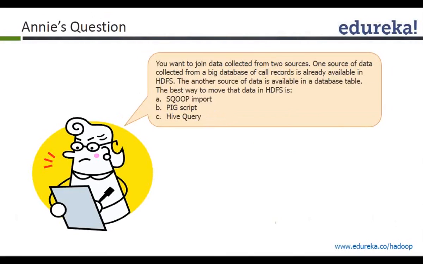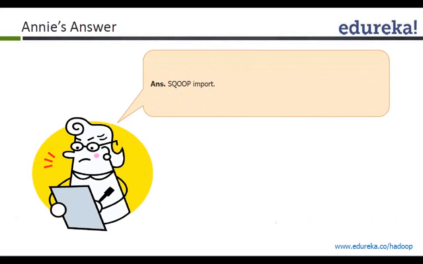Good. So this is another simple use case. Let me know what I should do here. I want to join data from two sources. One source of data is collected from a big database of call records already available in HDFS. The other source of data is a database table. So what do I use? Will I use a HIVE query? No, HIVE is used for analysis. Will I use a Pig script? No, that is also used for analysis. So of course the answer is Scoop import. The right answer is Scoop import.